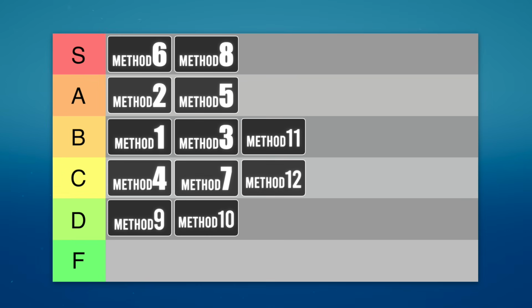When done right, this can be a very powerful strategy, but beginners often underestimate the complexity of it, so I'm gonna put this in B tier.